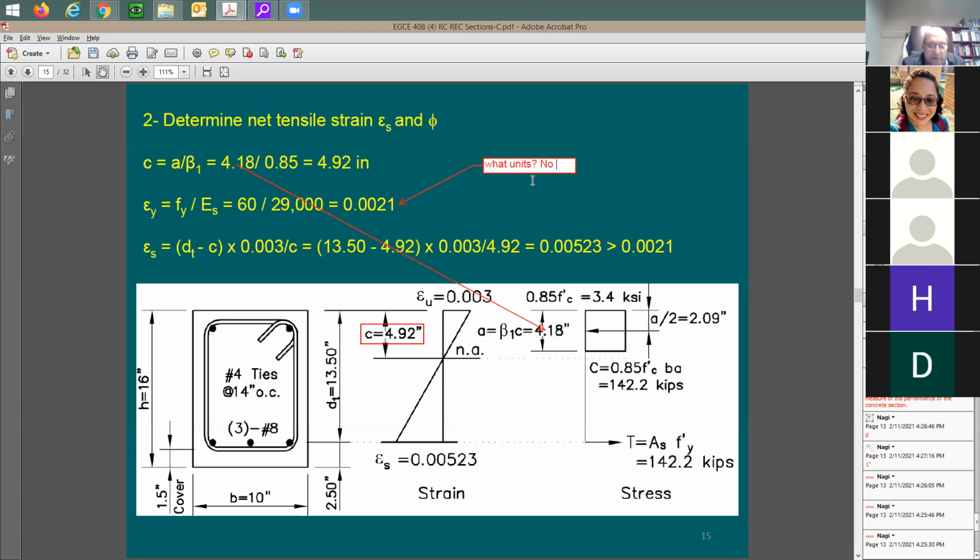Isn't it unitless? No units. Yeah. Exactly. It is unitless. No units here. It's inch by inch or feet by feet, so it's going to be unitless.